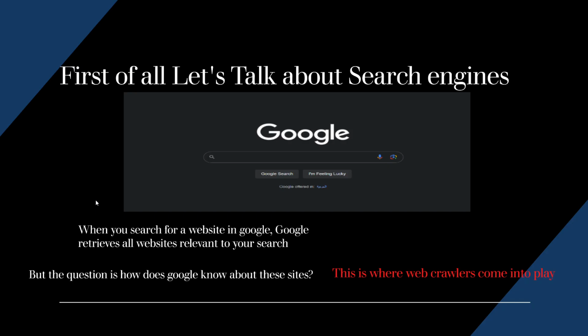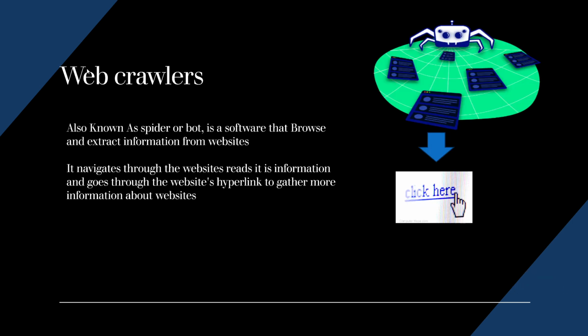Okay, so when you search for a website in Google, Google retrieves all websites relevant to your search. But the question is, how does Google know about these sites? This is where something called web crawlers come into play. A web crawler, also known as a spider or bot, is software that browses and extracts information from websites. It navigates through the websites, reads their information, and goes through the website's hyperlinks to gather more information about websites.